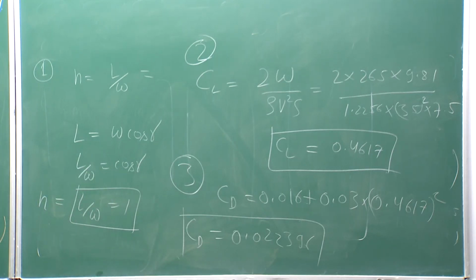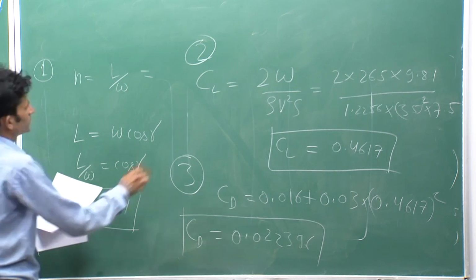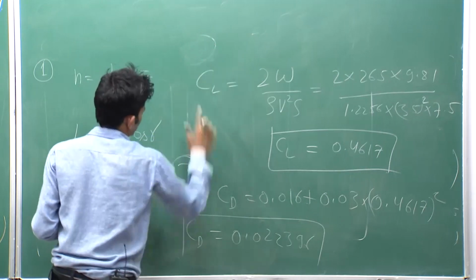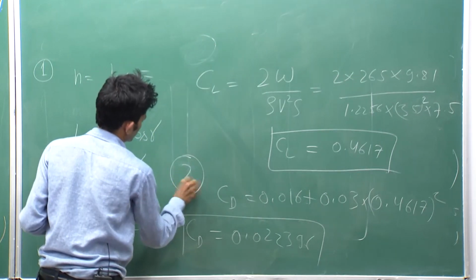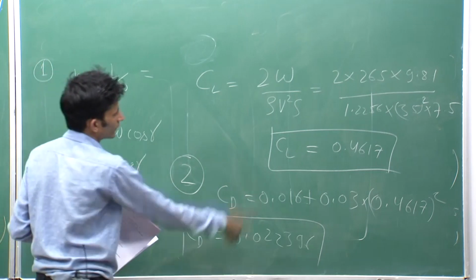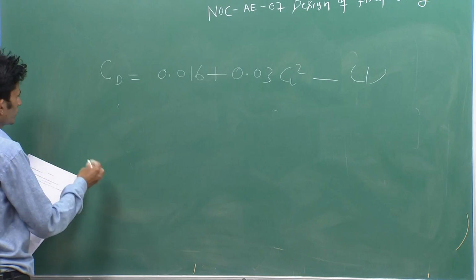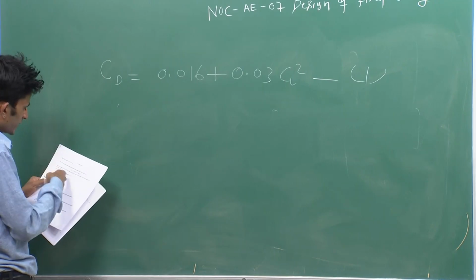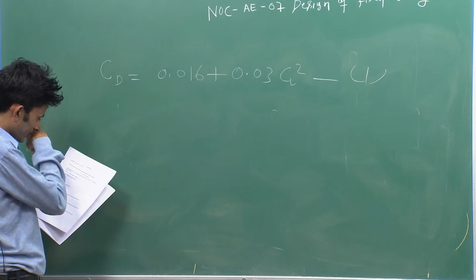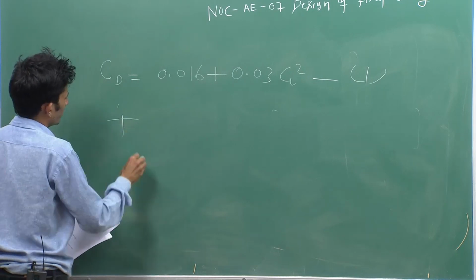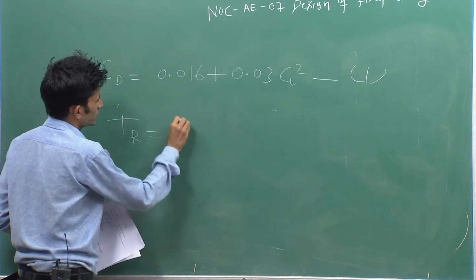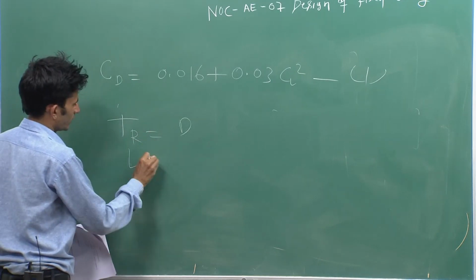So this is your CD value. To get the CD value you have to find the CL value. So your CD will be 0.022396, and your next question will be what is the thrust required. It is already given that the climb angle is small, so you can approximate it as cruise level flight. So thrust equals drag, thrust required, and lift equals weight.